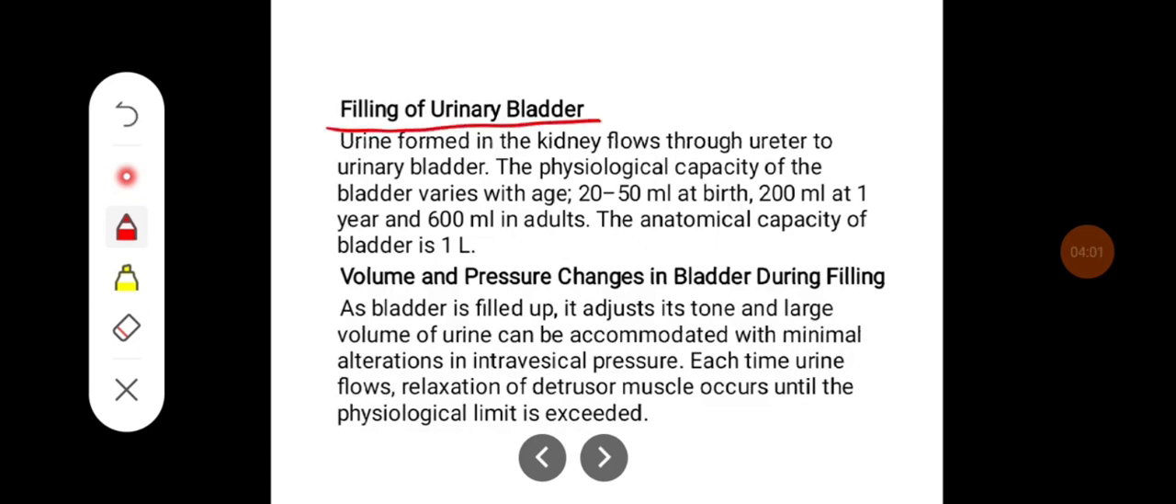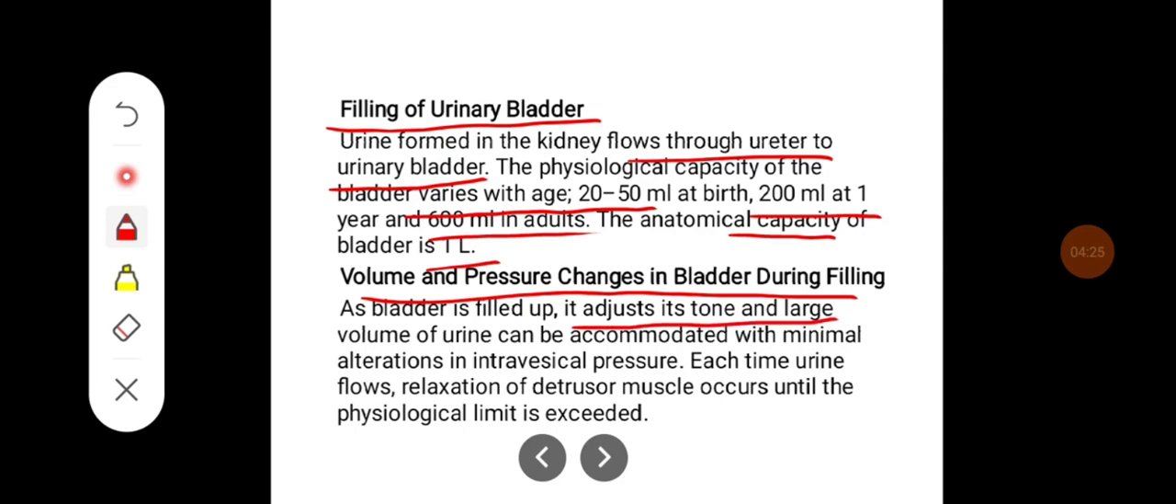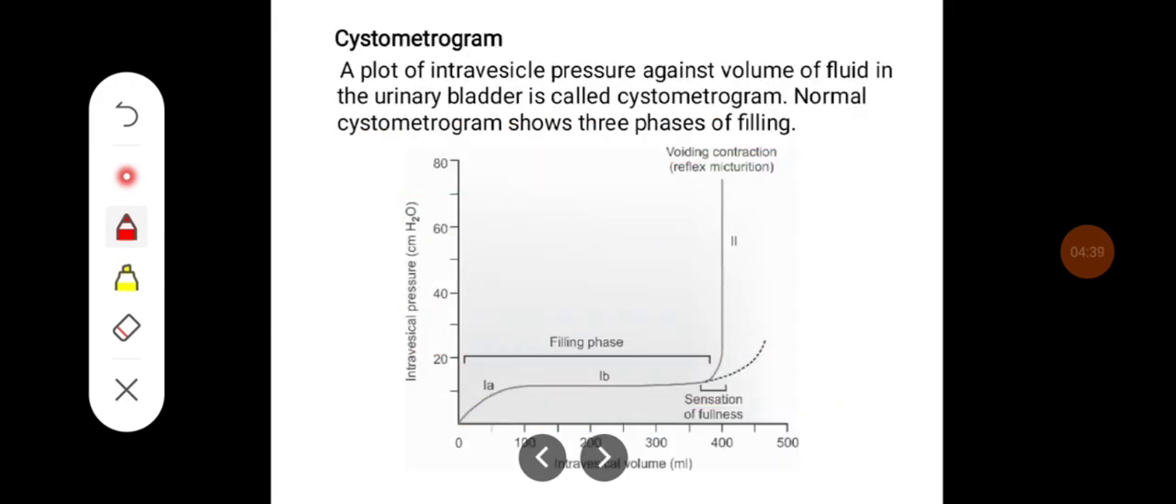Filling of the urinary bladder. Urine is formed in the kidneys and flows through the ureter to the urinary bladder. The physiological capacity of the bladder varies with age: 20 to 50 ml at birth, 200 ml at one year, and 600 ml in adults. The anatomical capacity of the bladder is around 1 liter. Now the volume and pressure changes in the bladder during filling. As the bladder fills up, it adjusts its tone and a large volume of urine can be accommodated with minimal alteration in intravesical pressure. Each time urine flows in, relaxation of the detrusor muscle occurs until the physiological limit is exceeded.